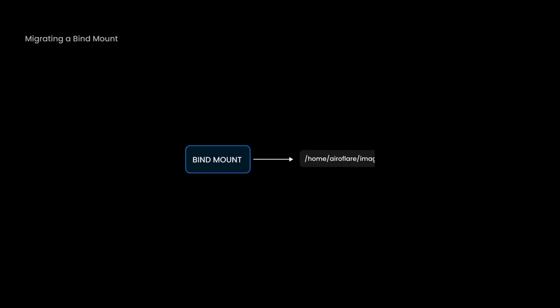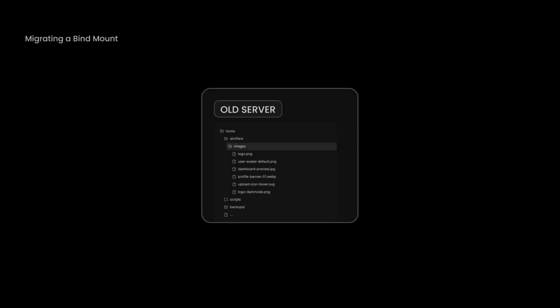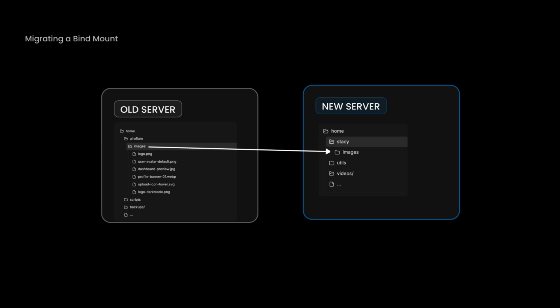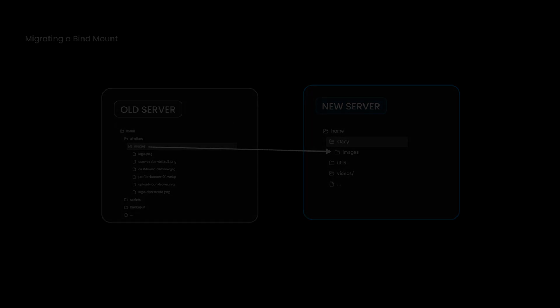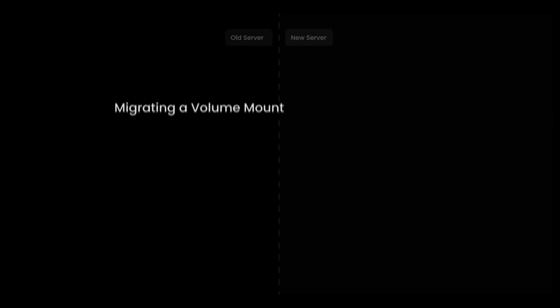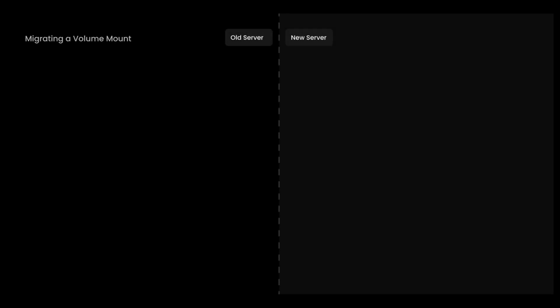Migrating a bind mount is very easy. A bind mount will have an absolute path, which could be anywhere on the file system. So you just have to copy the folder or the file from the old server to the new server and configure Docker with the correct path on the new server. Since migrating a bind mount is very easy and straightforward, I will focus on migrating a volume mount for the rest of this video.